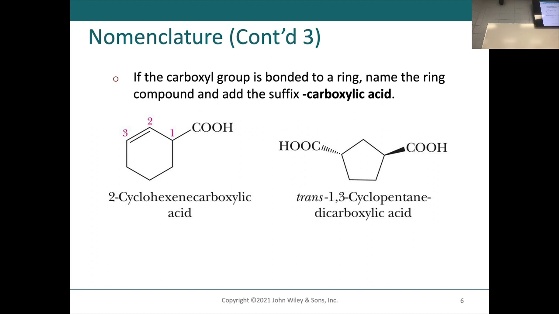Is that a chiral carbon? Nope. Is that one? Certainly is. Is that one? Nope. Nope. Yep. So we've got 2 chiral centers.